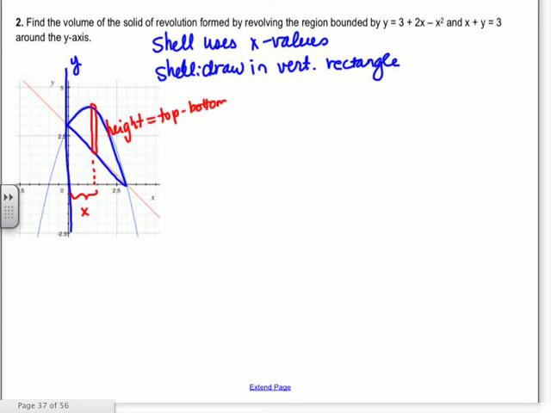So I want both solved for y, so in this case we're good. This one is y equals 3 minus x. So I'm going to have 3 plus 2x minus x squared. That's my top. Minus the bottom was the line 3 minus x. You can simplify, so the 3's go away. I'm going to have my negative x squared. I have 2x. It ends up being plus x, so plus 3x. That's my height.